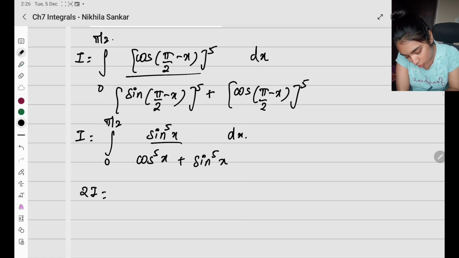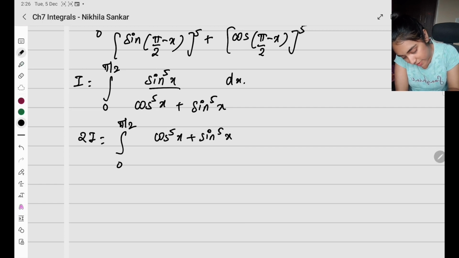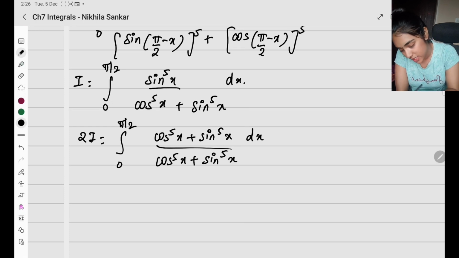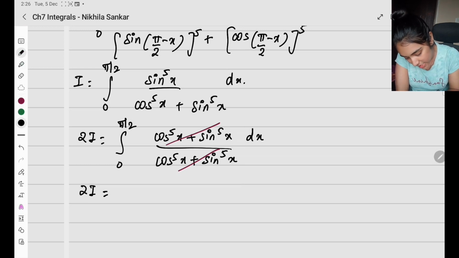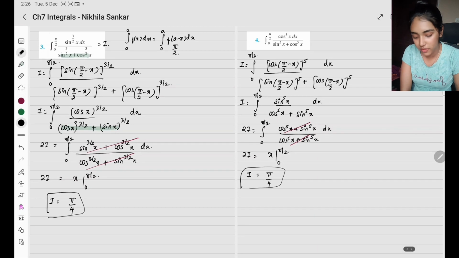So when I add the two I's, I have integral 0 to pi by 2. Since the denominators are the same, I have cos power 5x plus numerator sin power 5x divided by common denominator cos power 5x plus sin power 5x times dx. Again, these two get cancelled. So I have 2I equals integral dx is going to be x from 0 to pi by 2. So I equals pi divided by 4. I என்னது நம்மளோட integral. So that is my final solution.